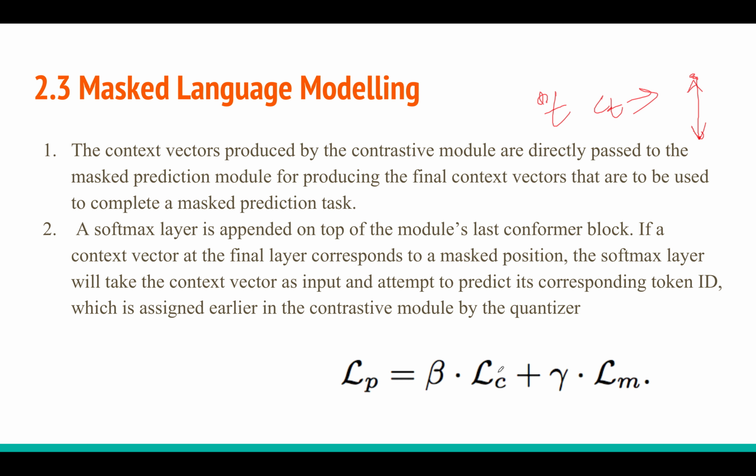So that loss is called LM here, and LC is the contrastive loss, which I showed you in the previous slide, which is a sum of contrastive loss plus diversity loss. And these two losses, you can add them with some scaling, beta and gamma, and then you get the final loss, which is what is used to train this whole model, right? That is the pre-training loss.